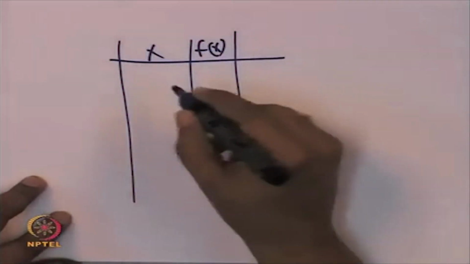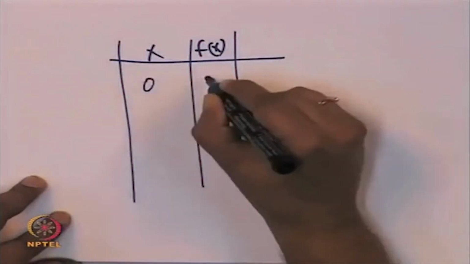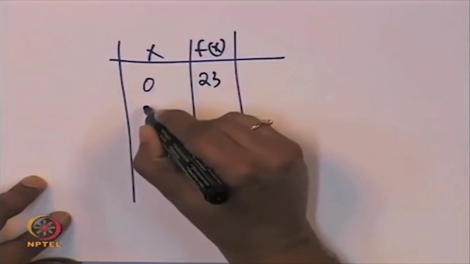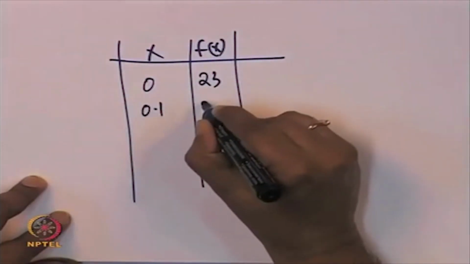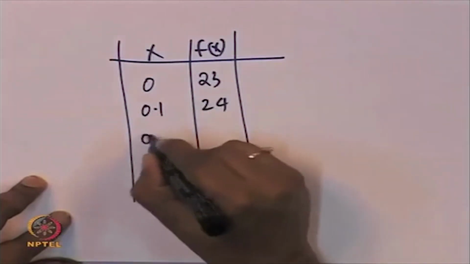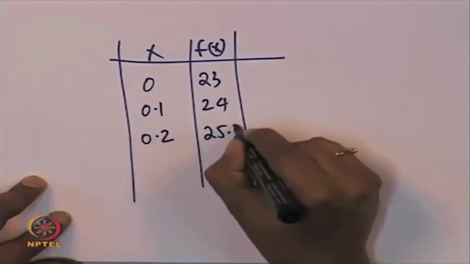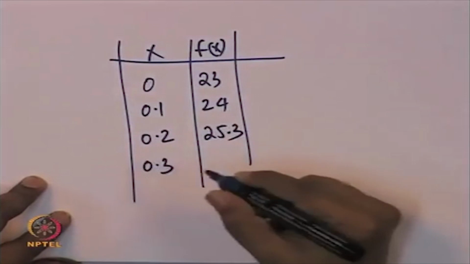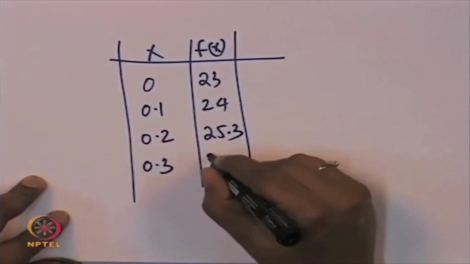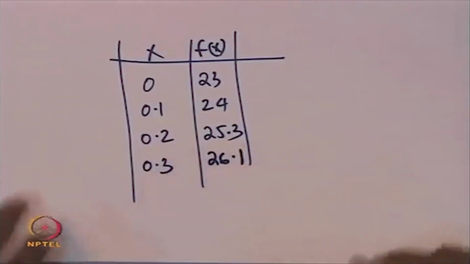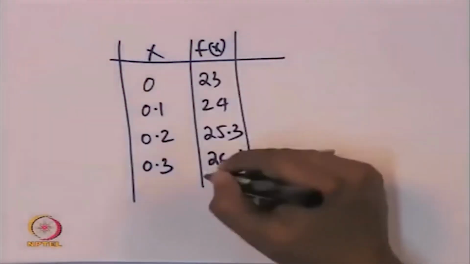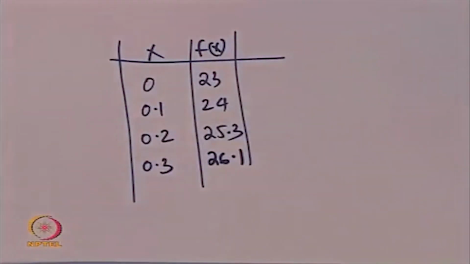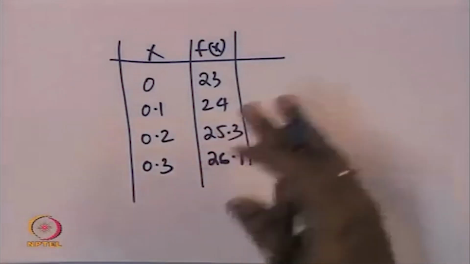So, let us say you are given some function: x = 0, f = 23; x = 0.1, f = 24; x = 0.2, f = 25.3; x = 0.3, f = 26.1, and so on and so forth. So, this is a function, with x and f of x. How do we calculate the derivative of such data?